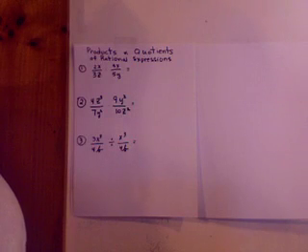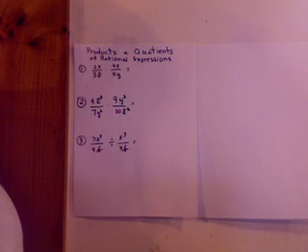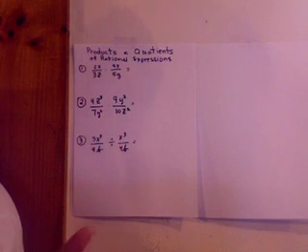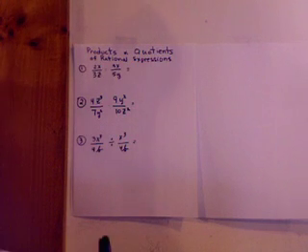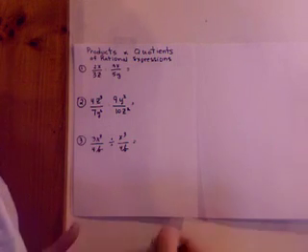Okay, this section is on products and quotients of rational expressions. Basically, it's fractions that involve variables, and how do you reduce them after you multiply them. And my rule is try and reduce before you multiply.